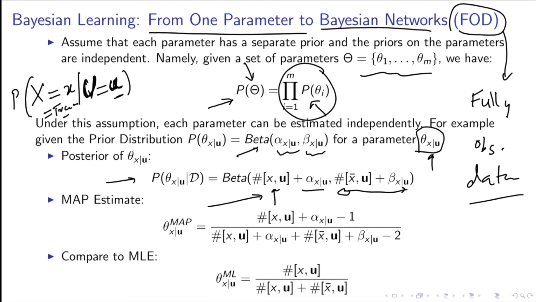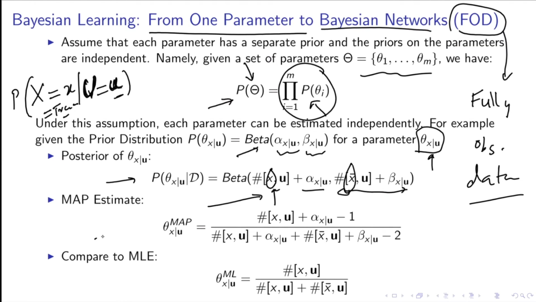Similarly, consider the counts that are relevant to the parameter beta of x given u. If you remember, these are nothing but tails, which is the opposite of heads, and in this case is going to be x bar instead of x. That's why you have x bar. The counts that are relevant in the data for beta of x given u are nothing but the counts over x bar comma u. So all you're going to do is count the number of times x bar comma u appears in the data set. So that's your posterior.